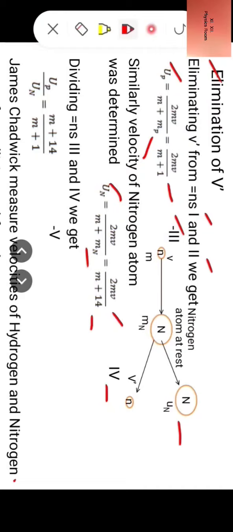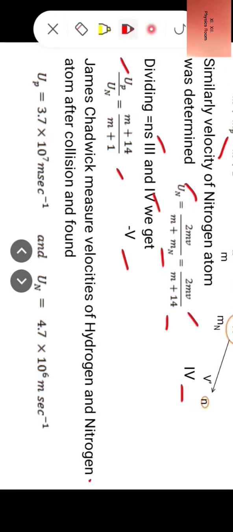Now dividing equations 3 and 4, we get up by un is equal to m plus 14 divided by m plus 1. Let us mark it as equation 5. James Chadwick measured velocities of hydrogen and nitrogen atoms after collision and found up is equal to 3.7 into 10 raised to the power 7 meters per second and un equal to 4.7 into 10 raised to the power 6 meters per second.